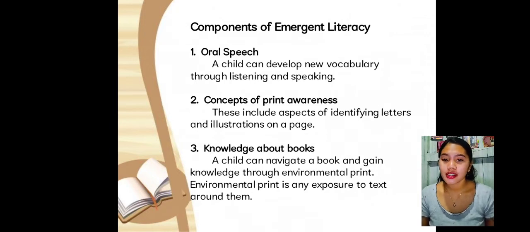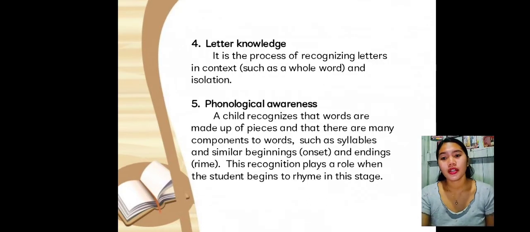Number three is knowledge about books. A child can navigate a book and gain knowledge through environmental print. Environmental print is any exposure to text around them. Number four is letter knowledge. It is the process of recognizing letters in context, such as in a whole word, and in isolation. The last one is phonological awareness.